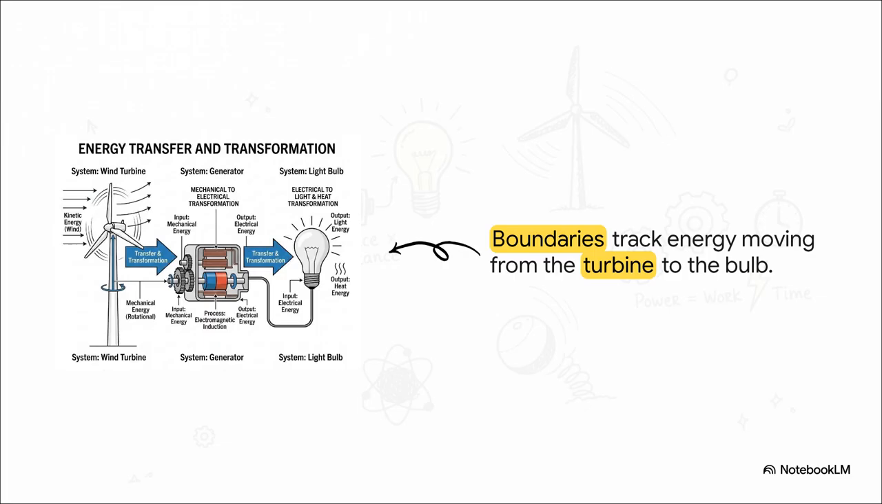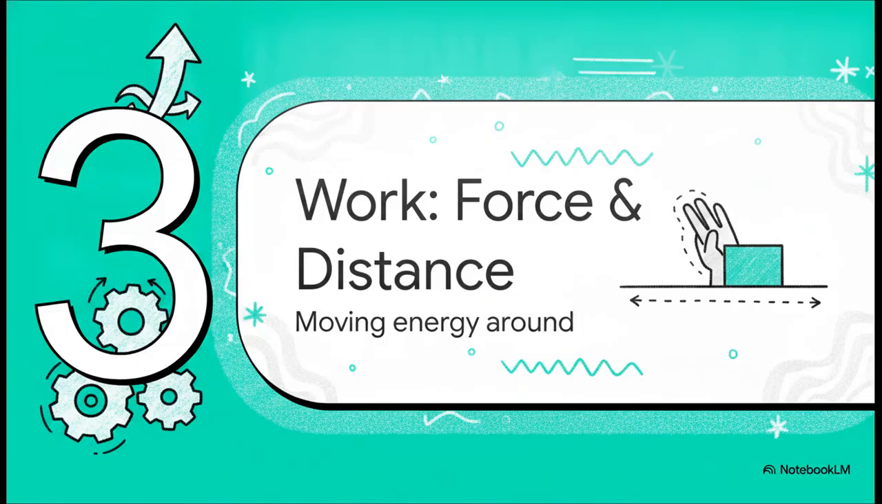And this brilliantly illustrates how drawing boundaries allows us to track kinetic wind energy entering a turbine system, transforming into mechanical rotational energy, transferring to the generator system, and finally outputting as electrical energy to light up a bulb. These boundaries literally make the invisible visible. Which brings us to part 3.